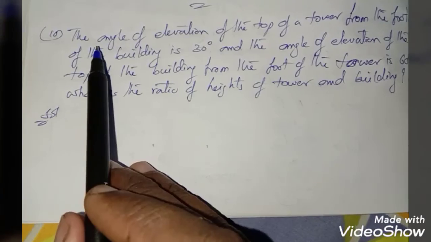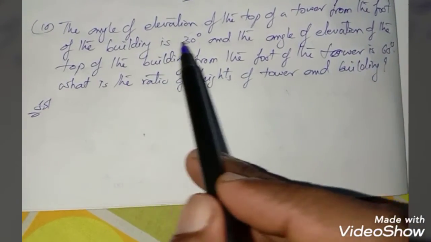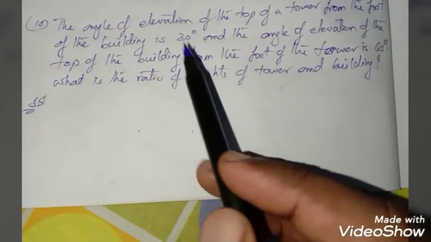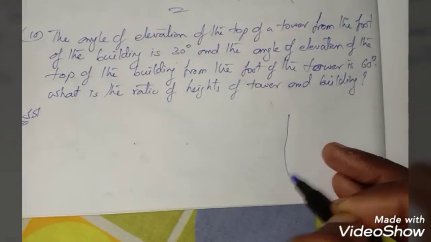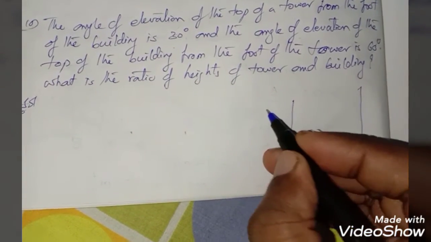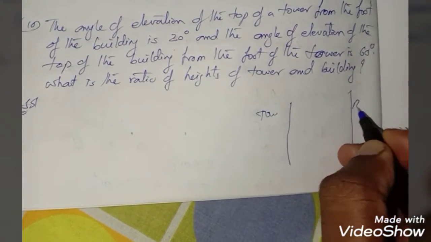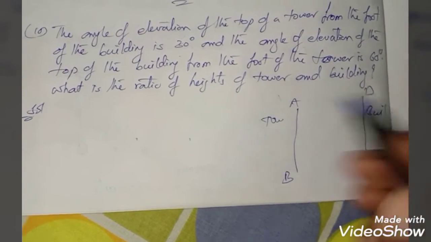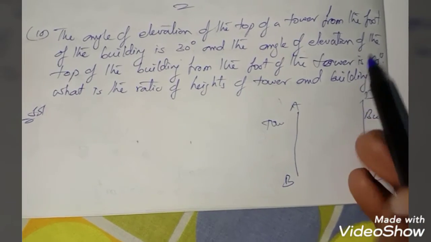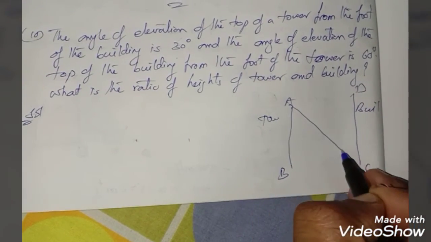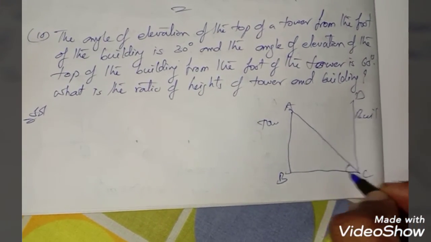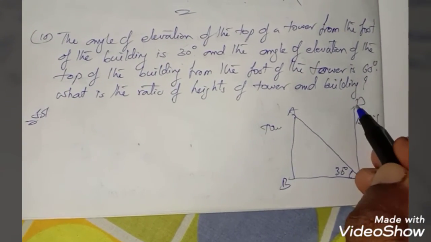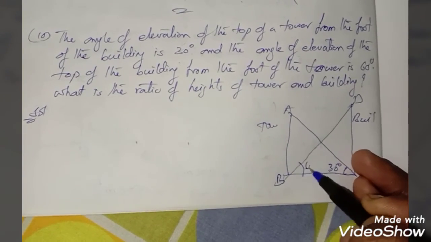Okay, so the next question is: the angle of elevation of the top of a tower from the foot of the building is 30 degrees and the angle of elevation of the top of the building from the foot of the tower is 60 degrees. This is the same as your previous problem. Here you have a tower and a building. Suppose you name this as the tower and this as your building. Now I name the points A, B, C, D. The angle of elevation of the top of the tower from the foot of the building is given as 30 degrees, and the angle of elevation of the top of the building from the foot of the tower is given as 60 degrees.